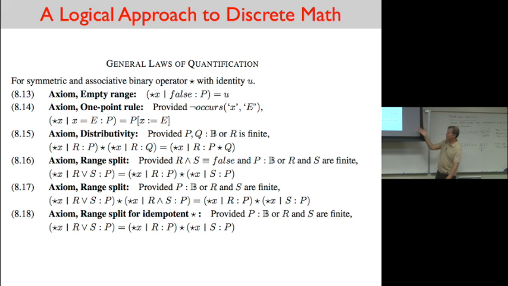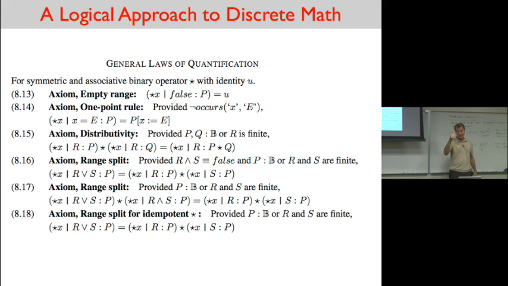And we had this axiom, the empty range rule, and what was that? We said that star x, range false, body P equals U, and U was the what? The identity of the operator. Now, what kind of operator is it that we can quantify over? What was that called? Starts with an A. Remember? Abelian monoid.